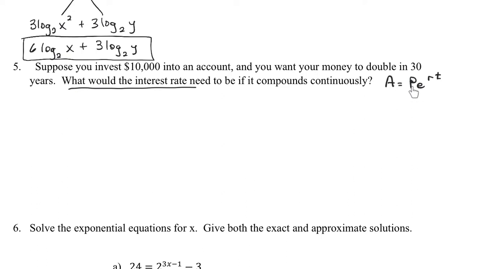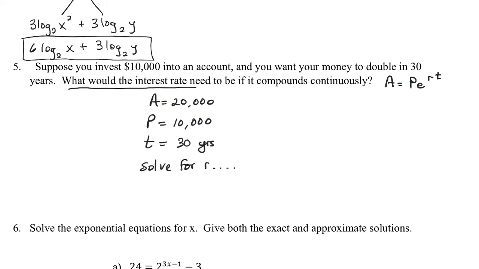Now, remember, P is the principal investment. That's what's initially invested. That's $10,000. A is the future amount after so many years T. The future amount is we want our money to double. So the future amount is going to be $20,000. And we want that to double in 30 years' time. So T is 30. The question is, what would the interest rate need to be? So we're solving for R. So the future amount is $20,000. The principal investment is $10,000. Time is 30 years. We need to solve for R. So using the formula, 20,000 for A equals 10,000 for P.